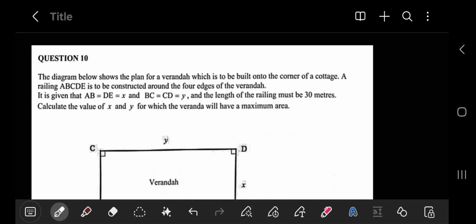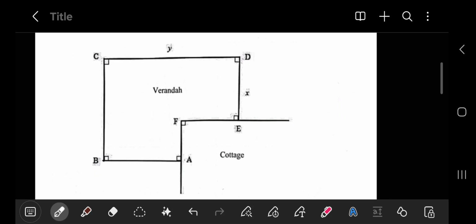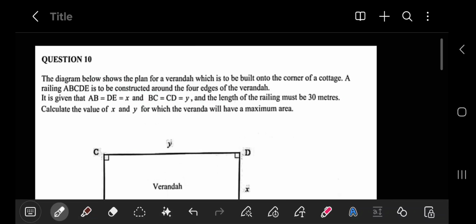Here is a question that falls under optimization, which is part of Calculus Grade 12. Question 10 says, the diagram below shows a plan for a veranda, which is to be built onto the corner of a cottage. If we have a look at this diagram, here is the cottage, and onto that corner they are going to build a veranda, which is represented by the letters A, B, C, D, E.